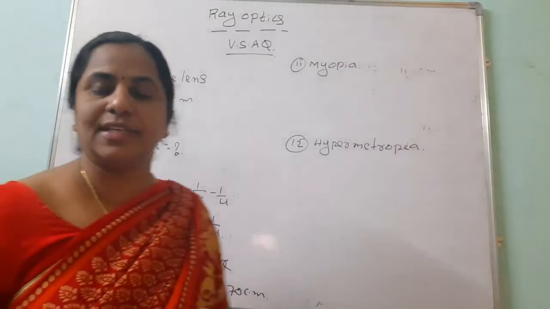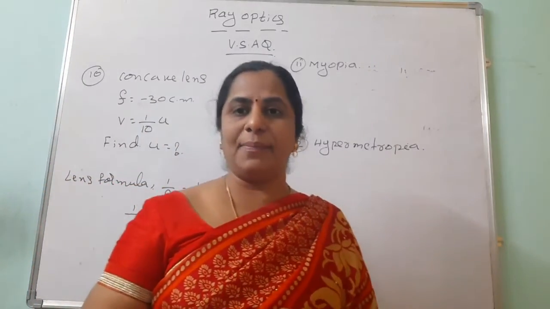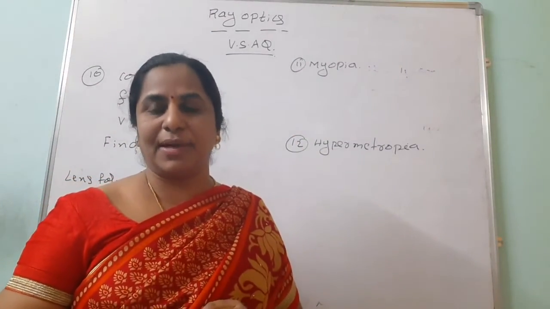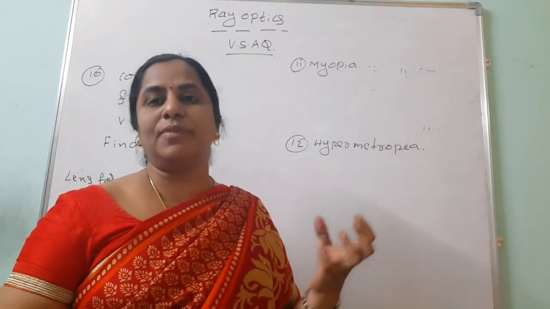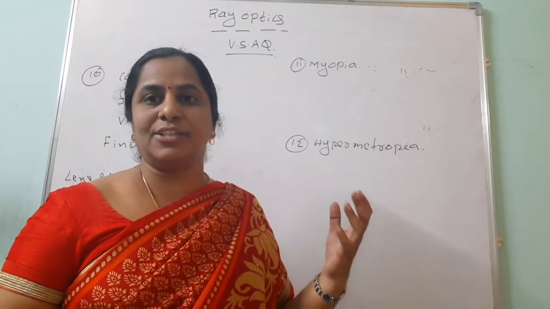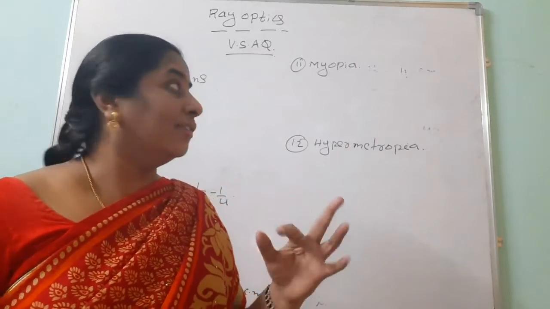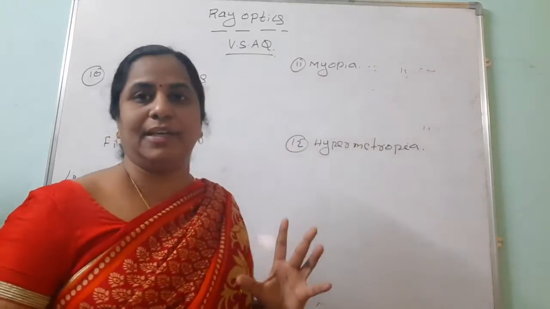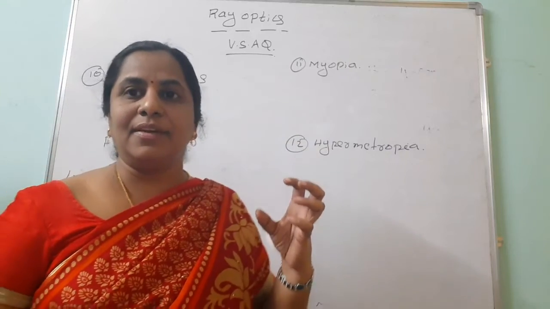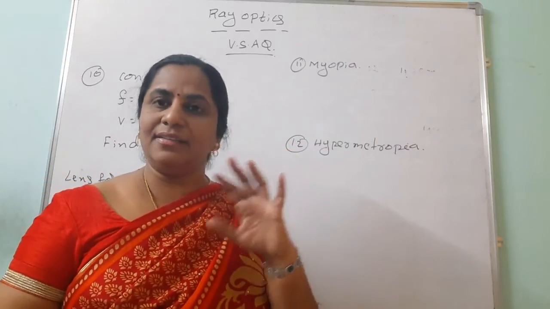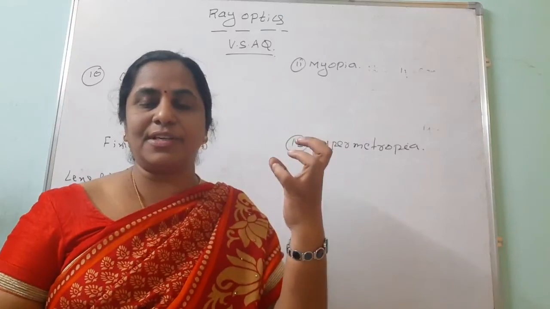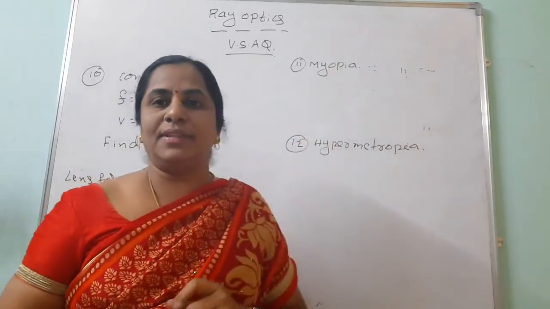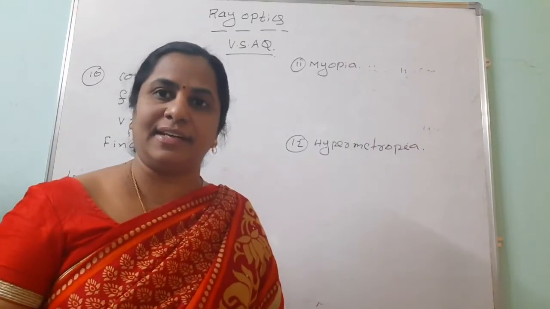Then the 11th question: what is myopia and what is hypermetropia. First of all, let us look at myopia. Some people face sight problems. One is short sight and another is long sight. Because of these defects we face these problems. What is myopia? When light rays focus on our retina, there is no sight problem. If they focus in front of the retina, that problem is called myopia. With the help of concave lenses, we can rectify it.